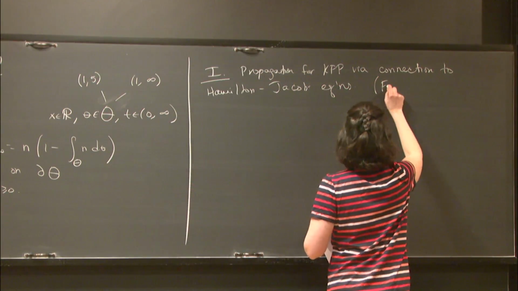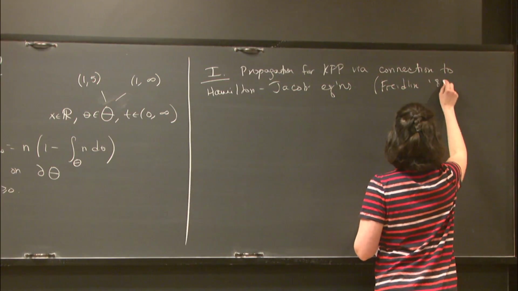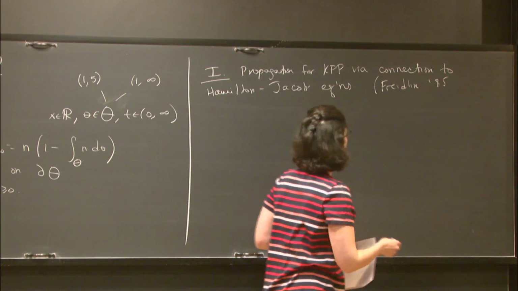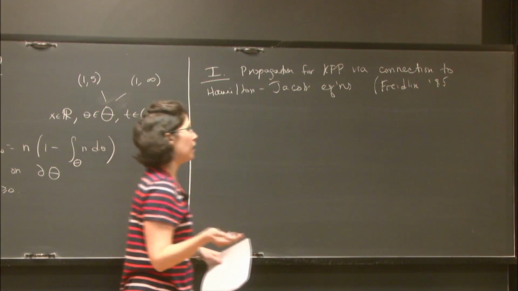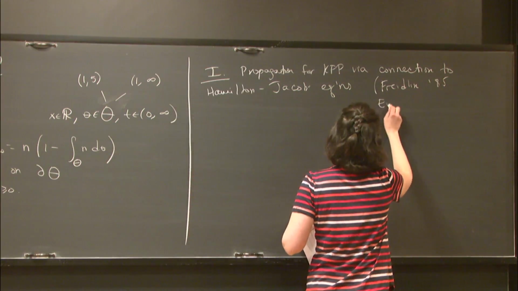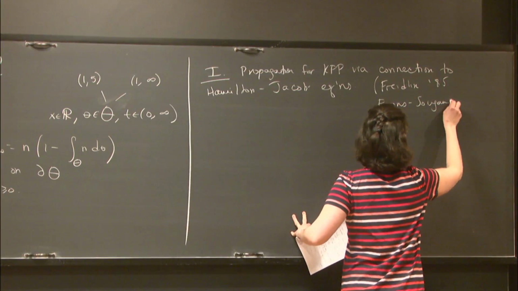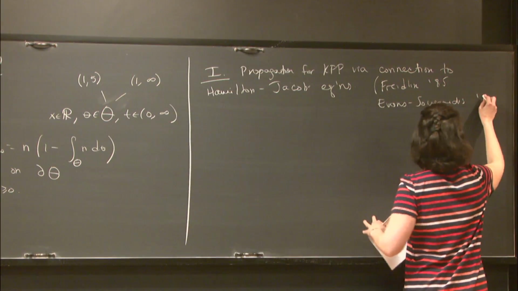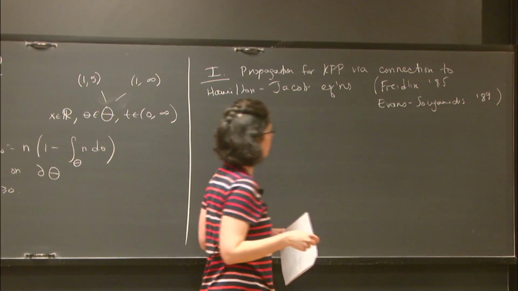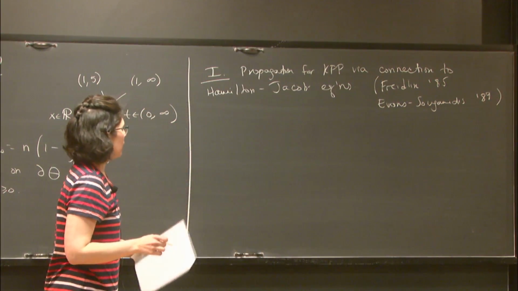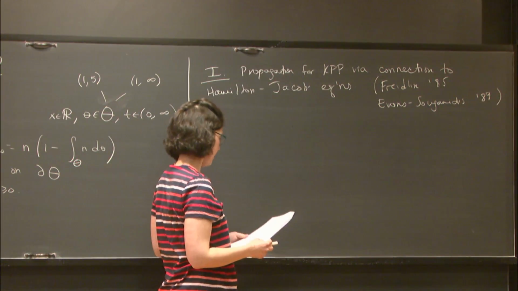So this is due to Friedland in, let's say, 85. What I will present was done by Friedland using probabilistic methods, and Evans and Souganidis in 89, using PDE methods.